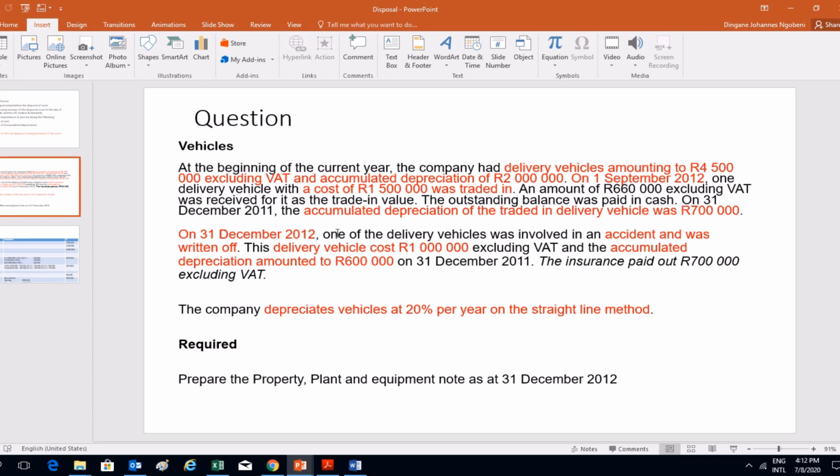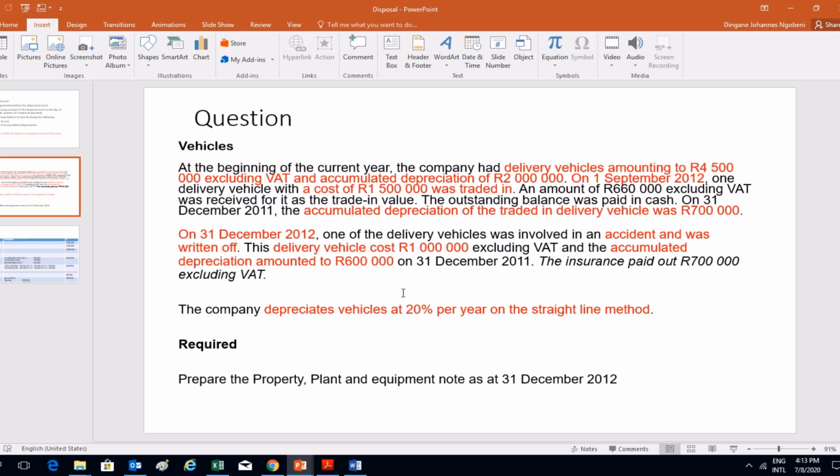And on 30 December, again, an asset was written off. The vehicle written off had a cost of 1 million, which is included in this 4.5. Again, we'll need what? Depreciation and carrying amount. And accumulated depreciation of this asset at the beginning of the year was how much? 600,000, which is included in the 2 million. Same applies with the 1.5 million. 1.5 million is included in where? 4.5 million. And this 700 accumulated depreciation is included in 2 million.